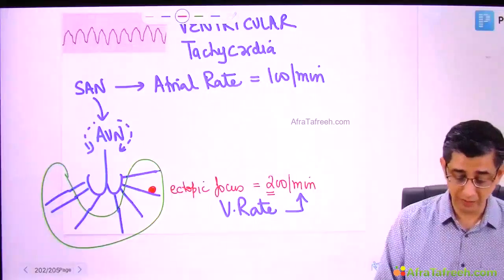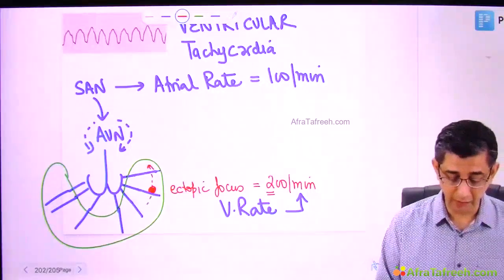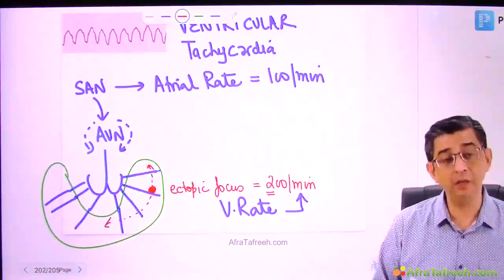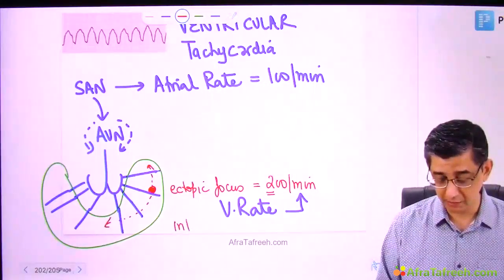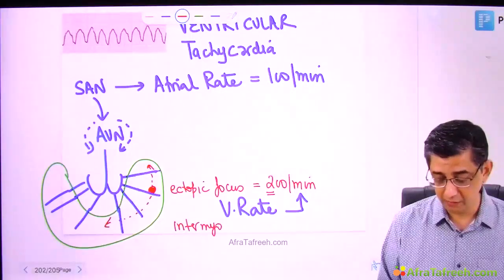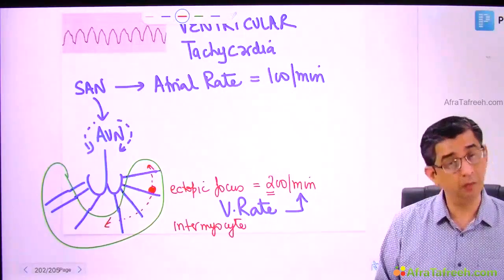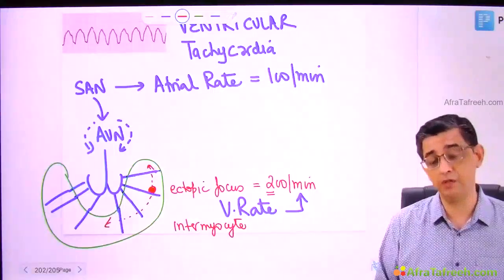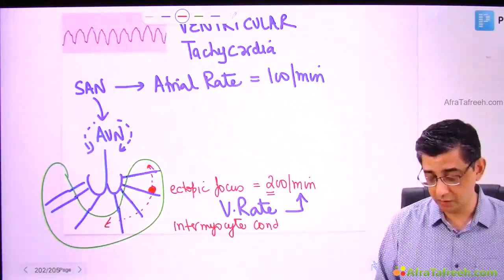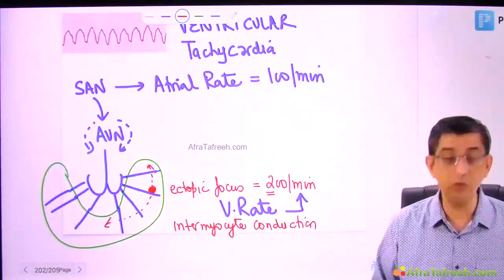As a result of it, once again, I'm using the word intermyocyte conduction. And this intermyocyte conduction, guys, explains why you always read the words broad QRS complex. Remember, I told you Purkinje is the fastest, intermyocyte conduction will be relatively slower. The word is slower, so there will always be a broad QRS.